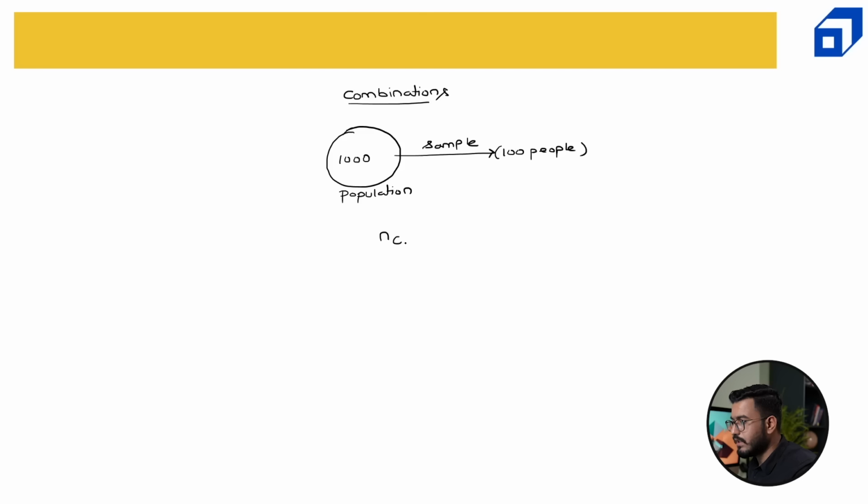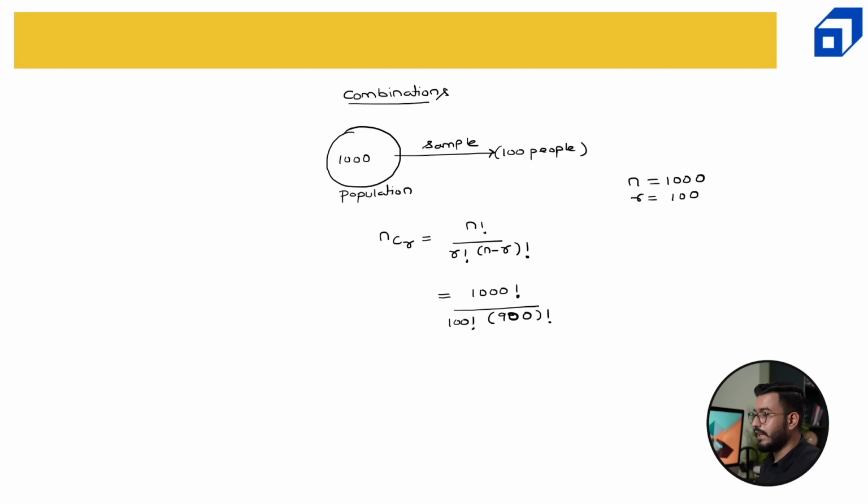The formula for combination is given as nCr is equal to n factorial divided by r factorial times (n minus r) factorial. Now what is n? n is the total number of observations. r is the selection that you are trying to make, which is 100. Let's apply the formula. 1000 factorial divided by 100 factorial, times 1000 minus 100, which is 900 factorial.